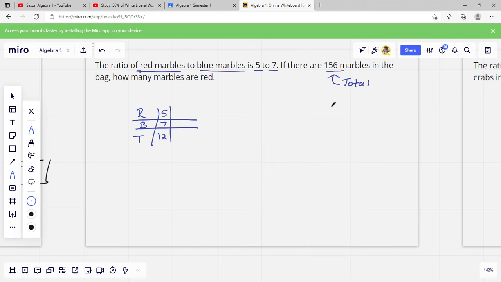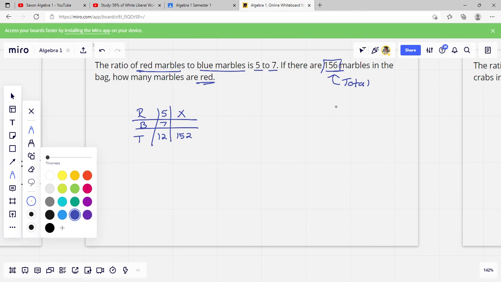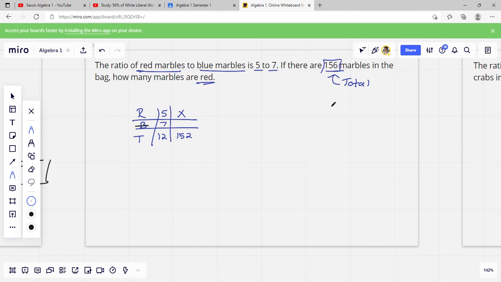All right, so it says there's 156 is our total that we know, so we put that down there where total is. And we need to know how many red marbles there are. So where red is, that's where I'm going to put my X. Now I'm going to cross out everything I don't need. So I don't need blue, not using that. And then I know that my ratio is 5 over 12 equals X over 152. Right here, 5, my 12, my X, my 152. I crossed out the blue because I don't need that.